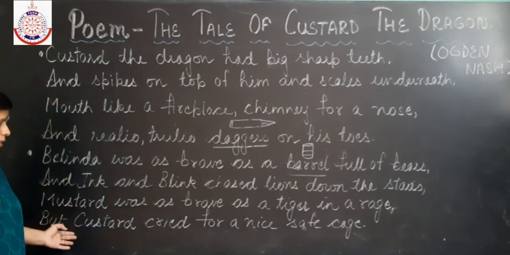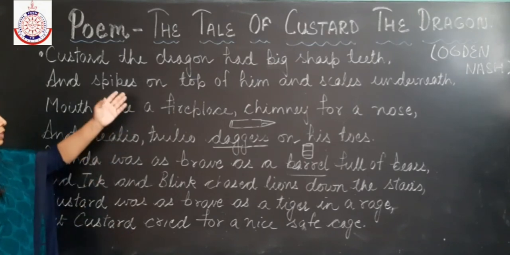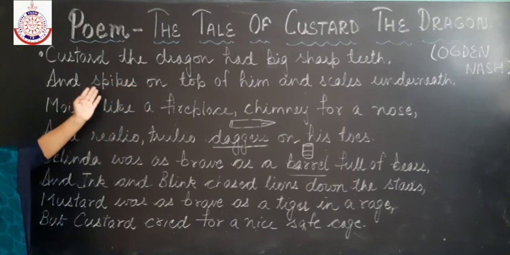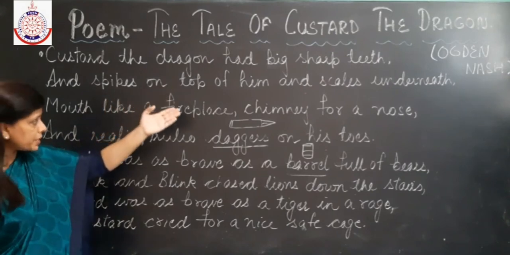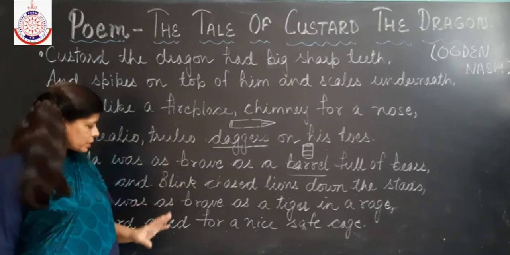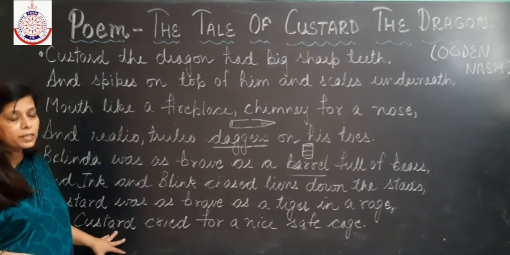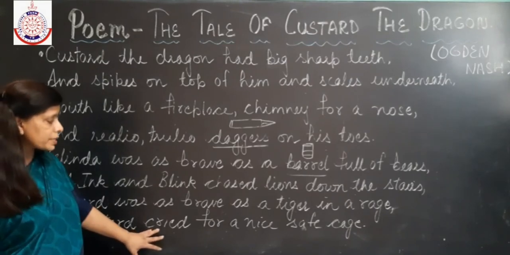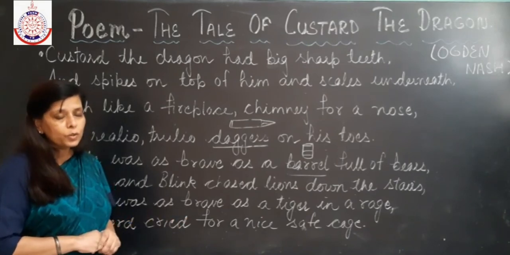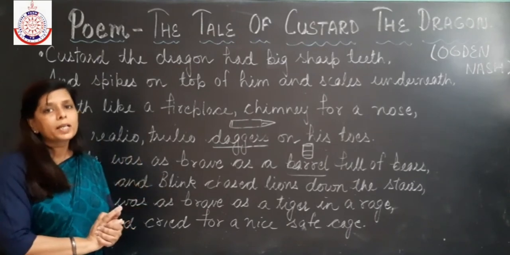But Custard tried for a nice, safe cage. The appearance of Custard is like this dragon: he had big sharp teeth, spikes on top of him, scales underneath, mouth like a fireplace, chimney for a nose. But the way he behaves does not match a dragon's appearance. He always cries, he always demands a nice, safe cage. He always tells his owner, for me, please get made a nice, safe cage.